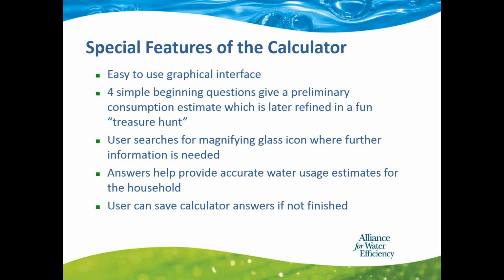The user searches for that magnifying glass icon where a question needs to be answered, and those answers then help further refine the estimate to be more accurate so that the household water usage estimate actually reflects what the data should show. If the user doesn't finish all of those answers in a short period of time, the user can save the calculator answers and then come back to it later.